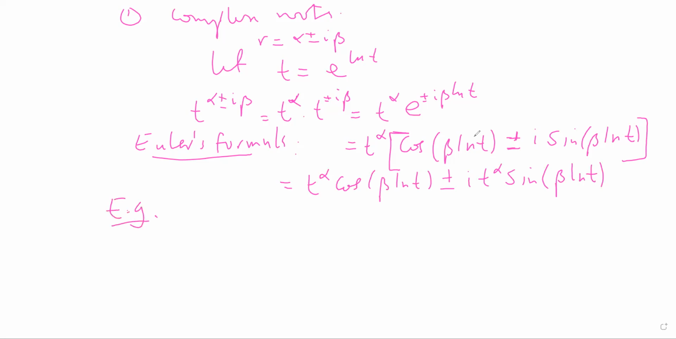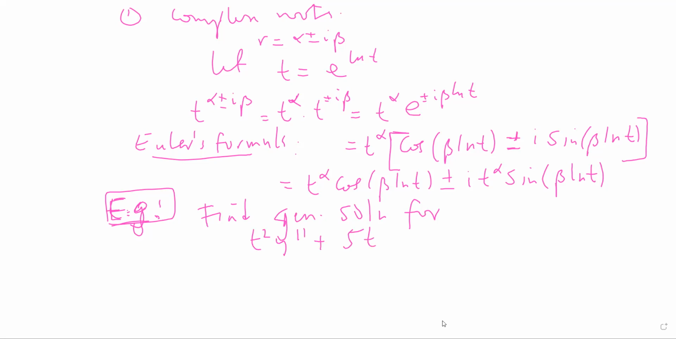Example. If we have to find a general solution, find the general solution for x squared y prime prime plus 5x y prime plus 5y is equal to 0.